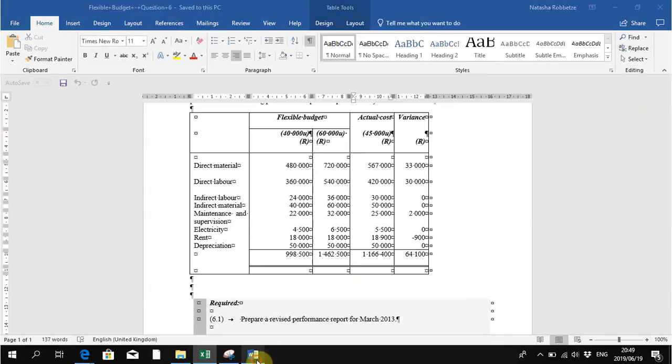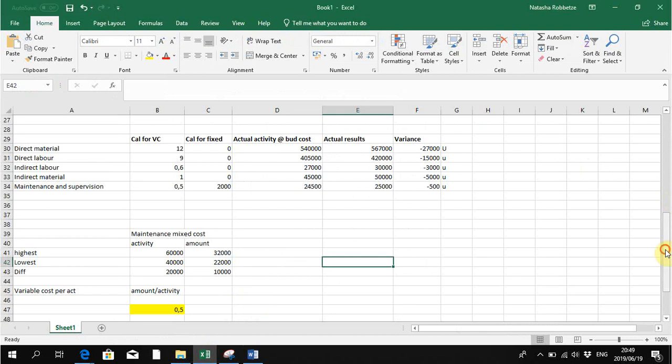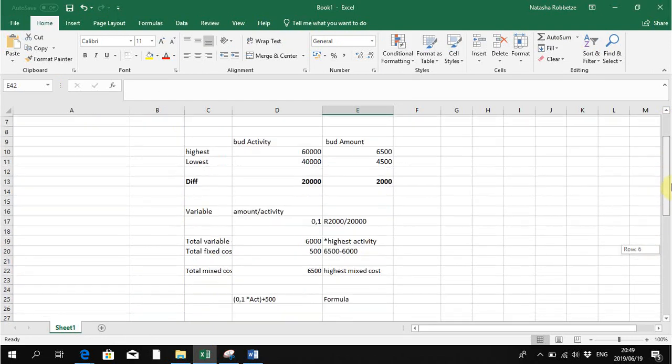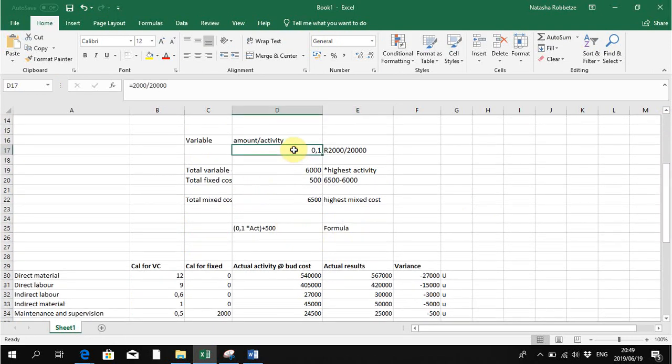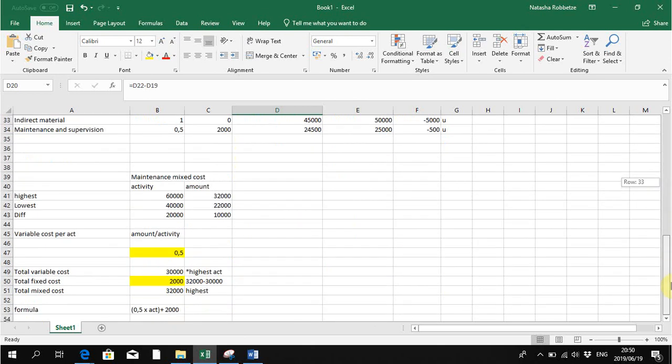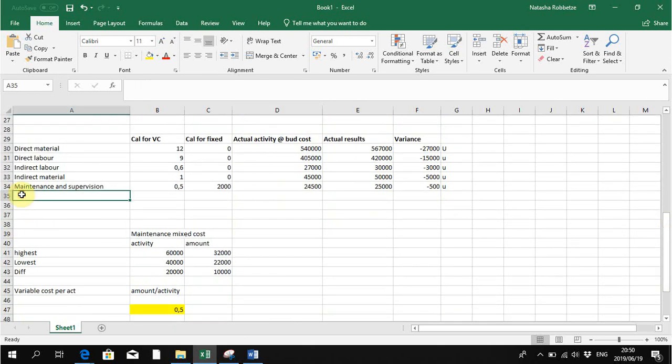All right. We're on the next one, which is electricity. And electricity we did calculate. So if I go to my earlier calculation and explanation, we saw that it is variable cost of 10 cents and a fixed cost of 500 Rand. So I'm going to fill that out. So I'm going to say electricity. And that was 10 cents variable cost and 500 Rand fixed cost.